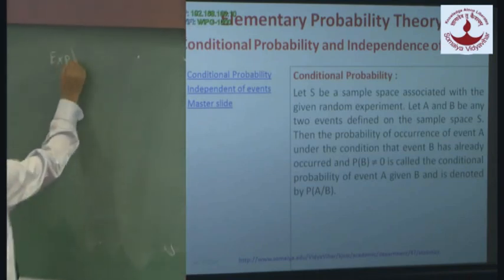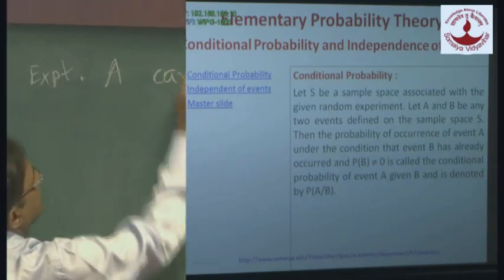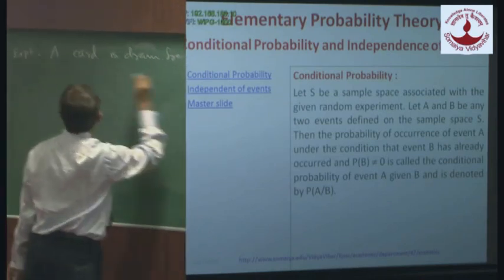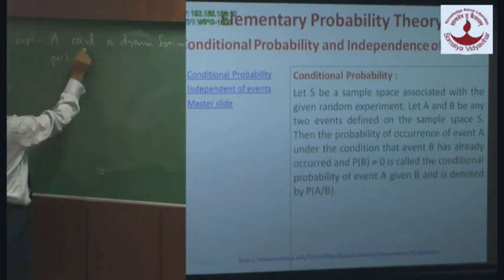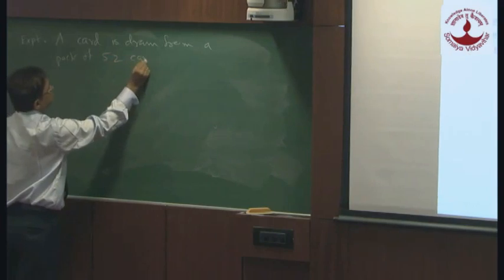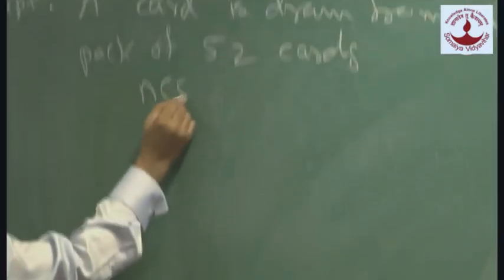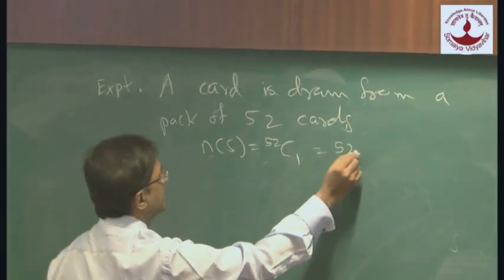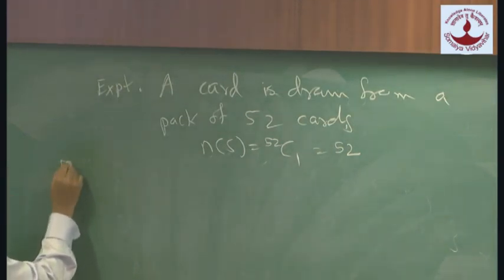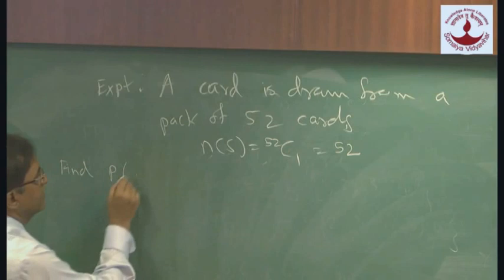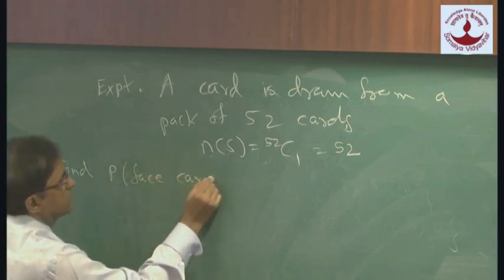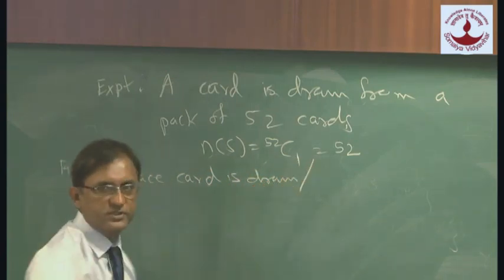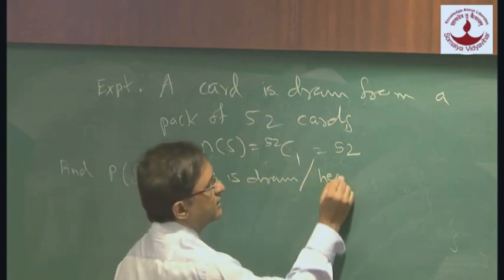Our experiment is that a card is drawn from a pack of 52 cards. So you know that n(S) is equal to 52C1, and 52C1 is 52. Now we want to find the probability that a face card is drawn, under the condition that a heart card is drawn.